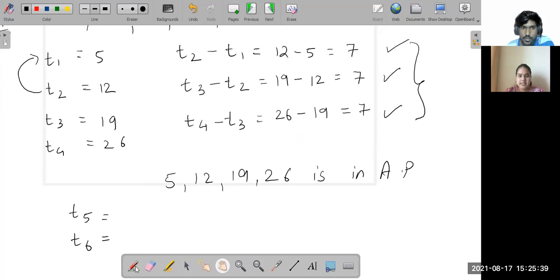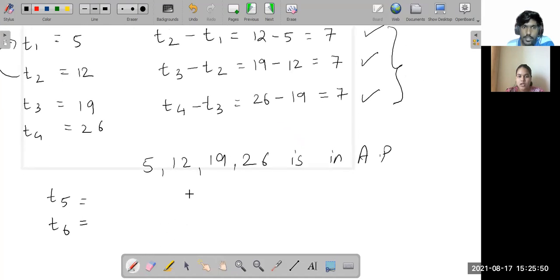T5 would be 26 minus 7? No, not minus. Okay, if you want to do it that way, you can. But you can do 26 plus 7, because it is increasing by 7. So you can write it like this: T5 is equal to T4 plus 7.